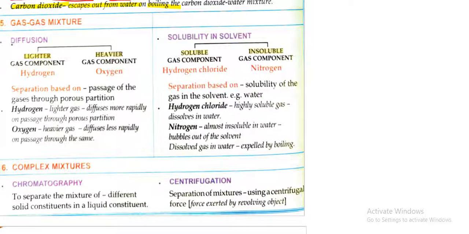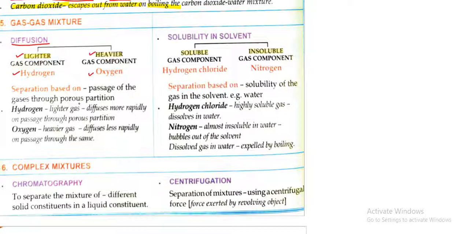We will separate them by diffusion. In the gas mixture, one will be a lighter gas and one will be a heavier gas. Suppose we take the example of a mixture of hydrogen gas and oxygen gas. Students, I am talking about a mixture. I am not talking about water, where hydrogen and oxygen are chemically combined. In a mixture, hydrogen and oxygen are physically combined. They just mix with each other. They do not react with each other.